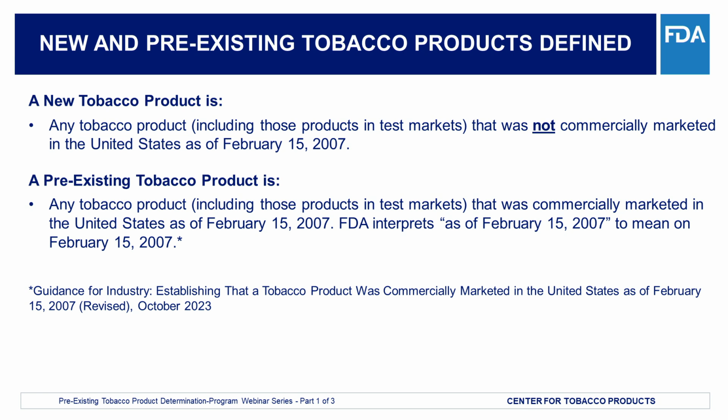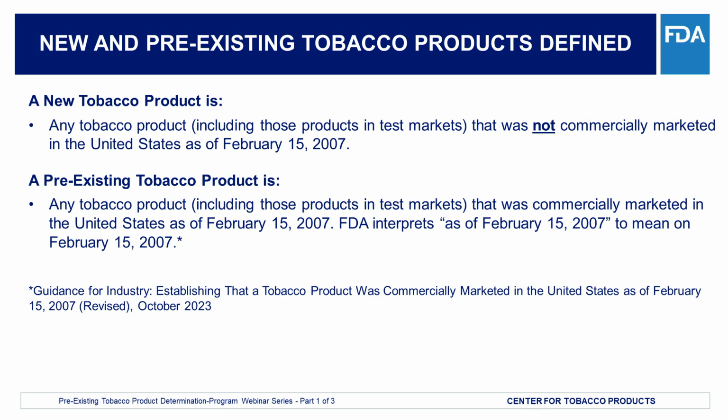Tobacco products are regulated by FDA under the Federal Food, Drug, and Cosmetic Act, or the FD&C Act. New tobacco products include any tobacco product, including those products in test markets, not commercially marketed in the United States as of February 15, 2007. A pre-existing tobacco product is a tobacco product that was commercially marketed, including in test markets, in the United States as of February 15, 2007. A pre-existing tobacco product is not a new tobacco product.